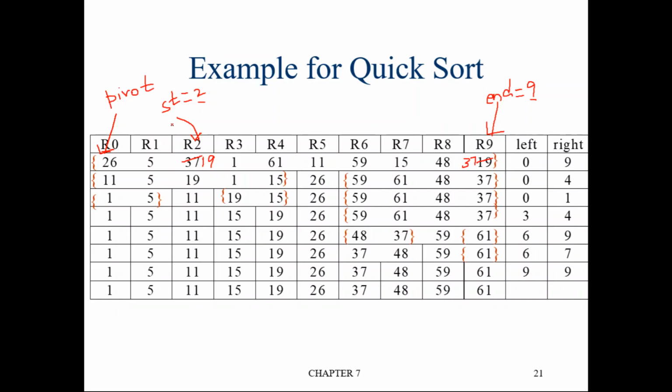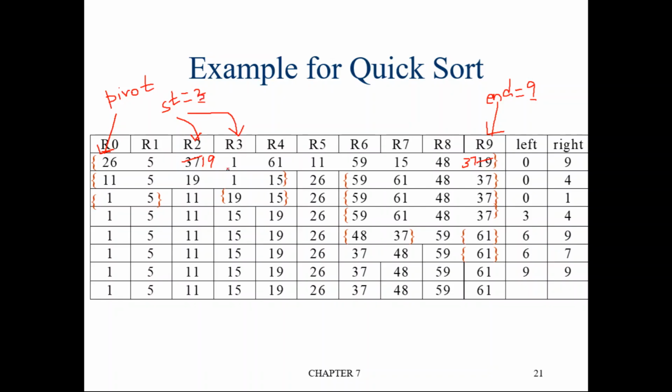Now again we continue our process. What is the element at start location? 19. Is it less than or equal to pivot? Yes, it's less than pivot, so increment start. Now start will point here. Again you check the element at start location after incrementing. Now start is pointing to the third location.